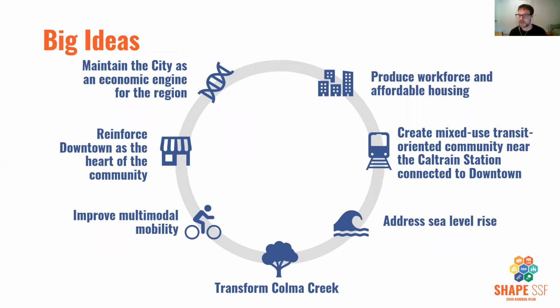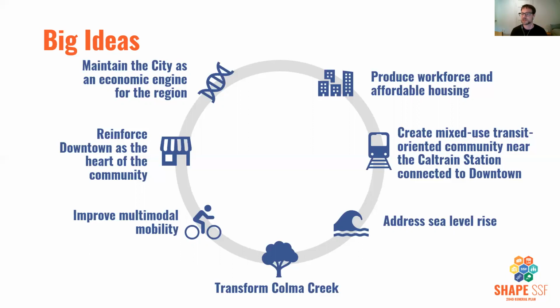Some of the big ideas that we're going to be testing in the South San Francisco General Plan update alternatives are shown on the screen now. These include maintaining the city as an economic engine for the region, producing workforce and affordable housing, reinforcing the downtown as the heart of the community, creating a mixed-use transit-oriented community near the Caltrain station that's well connected into downtown, improving multimodal mobility across the city, addressing sea level rise in the future, and then transforming Colma Creek into a place for nature, access, open space, and flood protection.